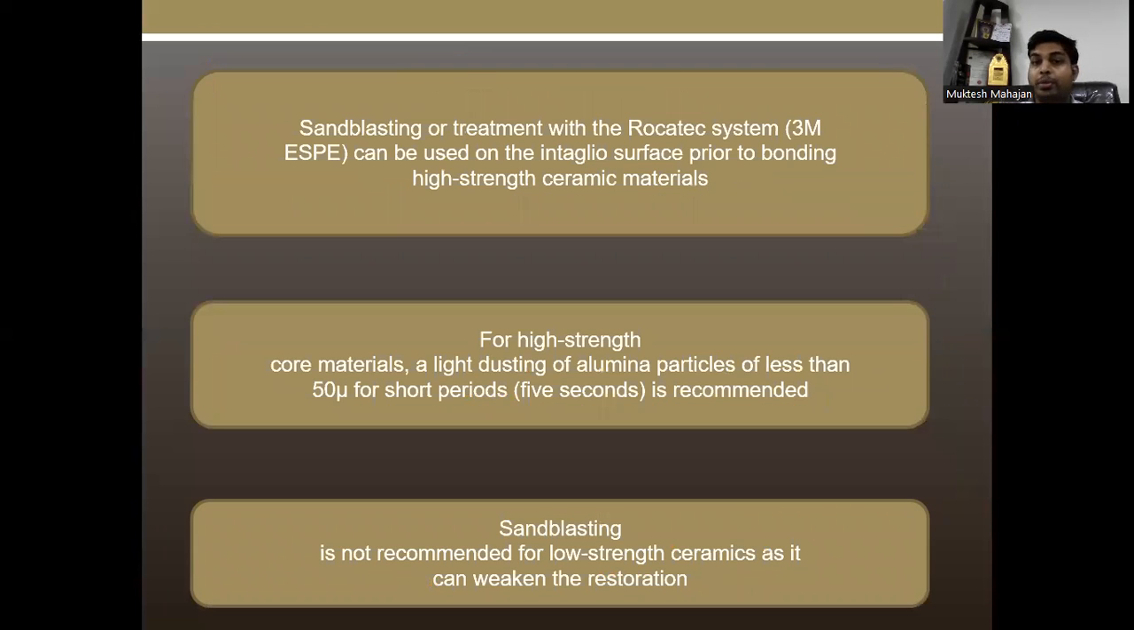Sandblasting or treatment with the Rocatec system, available from 3M, can be used on the intaglio surface prior to bonding high strength ceramic material. For high strength core material, a light dusting with alumina particles of less than 50 micron for a short period is recommended. Sandblasting is not recommended for the low strength ceramic.